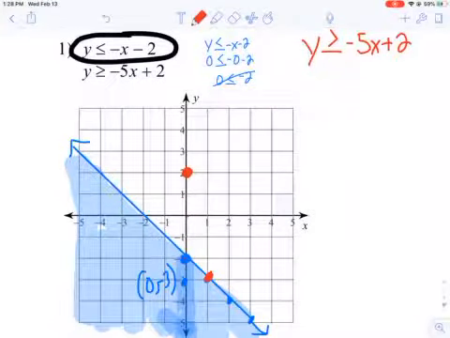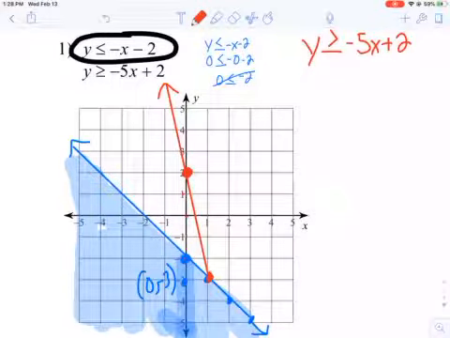Just make sure I did this right. I think I might have done something wrong. Let me double check that. So I go down 1, 2, 3, 4, 5. Okay. And then over 1. Good. So it's good to double check your work. And now I can make a nice line here, and go up. Do the same thing in the other direction.